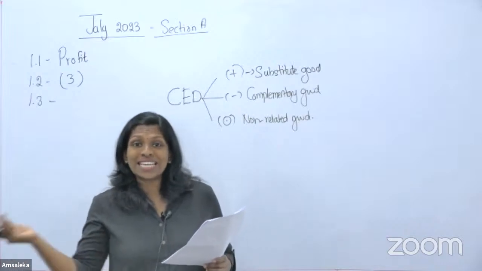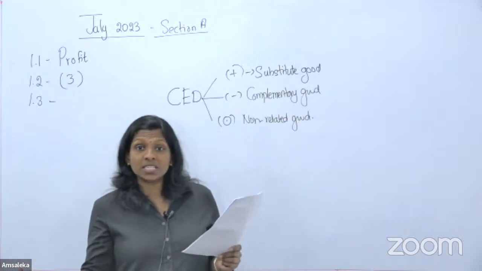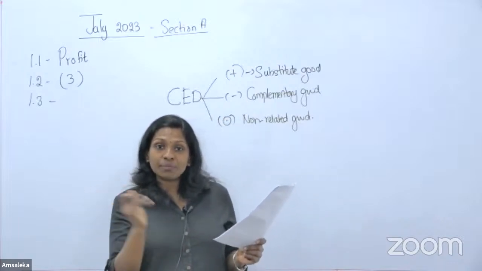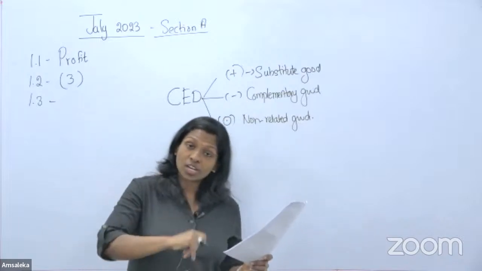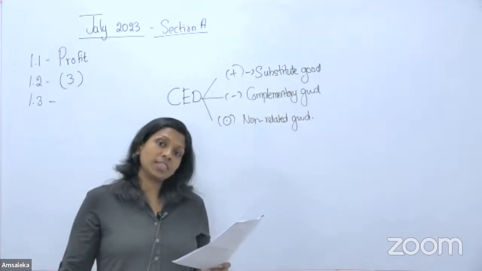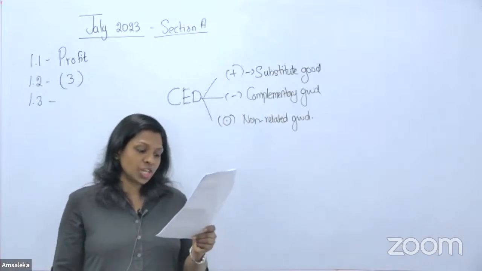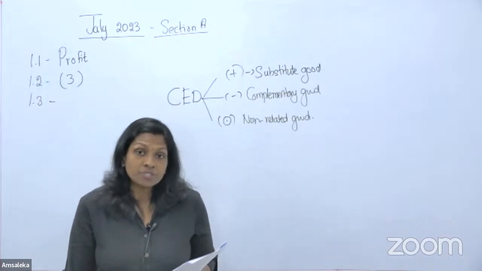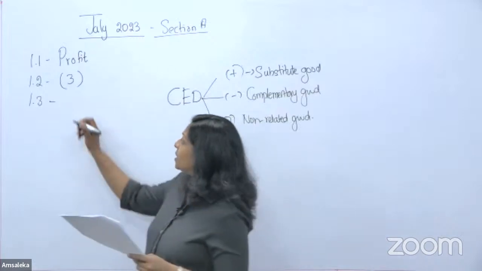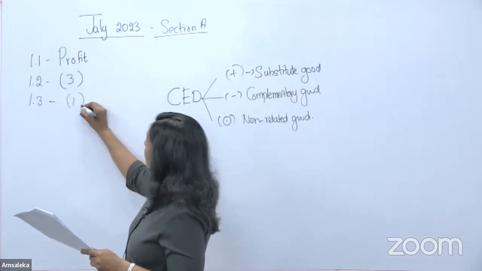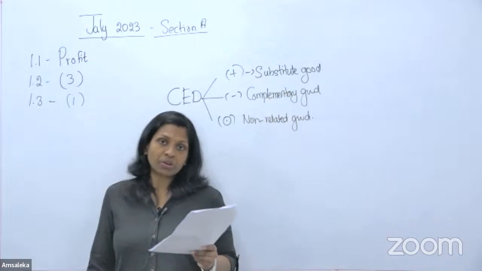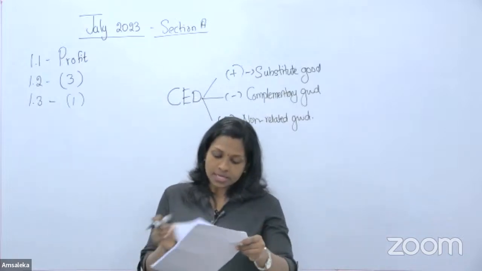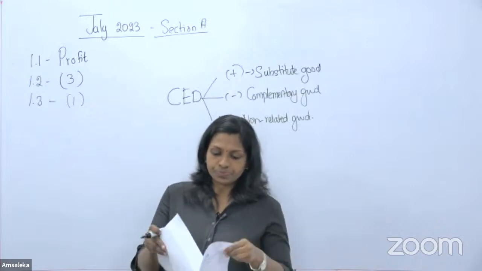So positive relationship is given for substitute goods. When one good's price increases, we do not buy that good, we shift to buy another good. Both are related. Related means substituted here. One good is substituted for another good. So the answer for 1.3 is number 1, substitute goods.